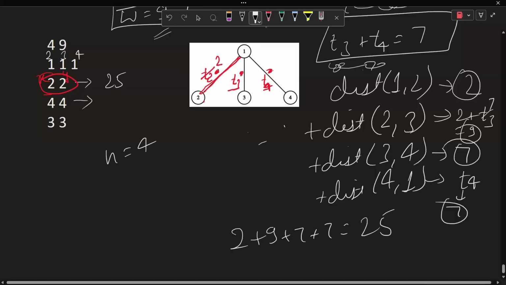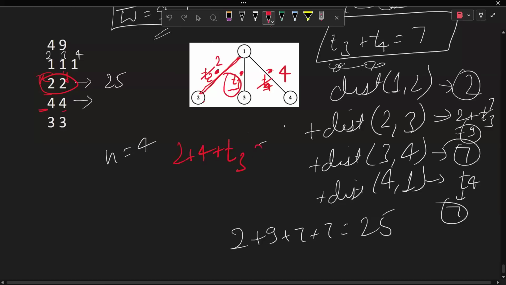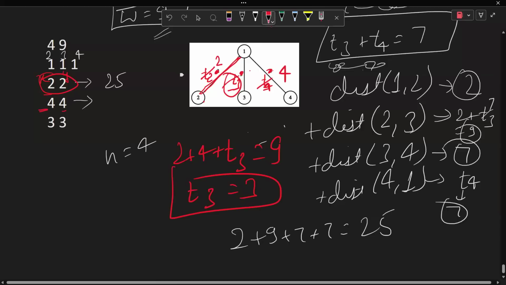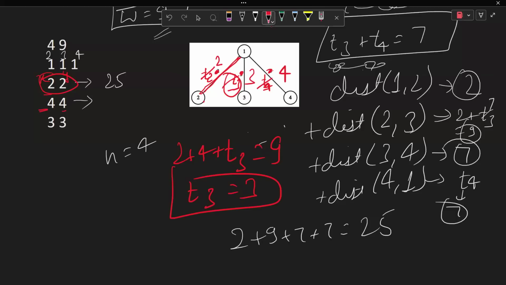Now, after the next query, you are told that just above node 4, you have a weight of 4. So this T4 is replaced by 4. Now, since T4 is known and T2 is known, the only unknown is T3. So T3 is also known now: 2 plus 4 plus T3 is 9, so T3 is going to be 3. Since all three edges are known, your distance would be fixed. You cannot maximize; whatever the distance, that's the maximum distance.